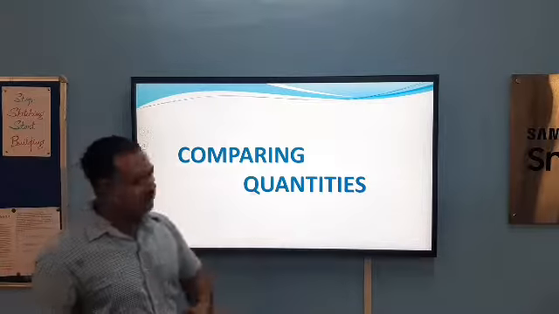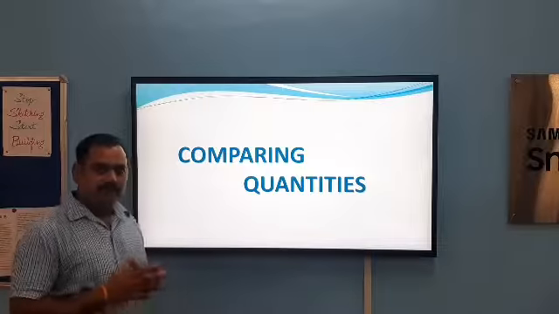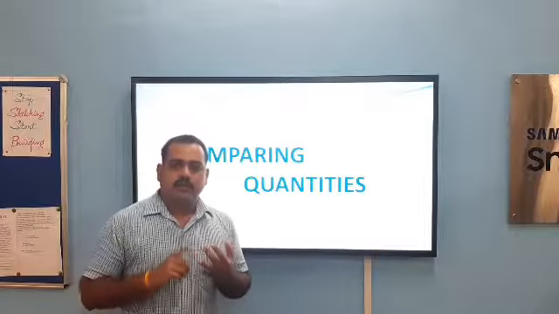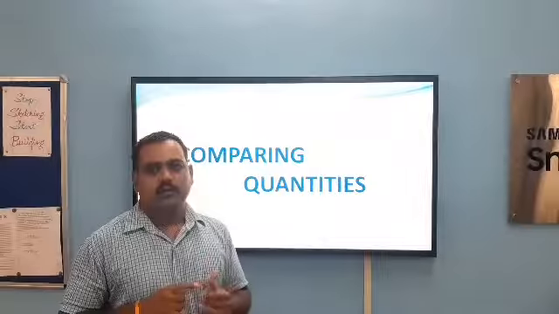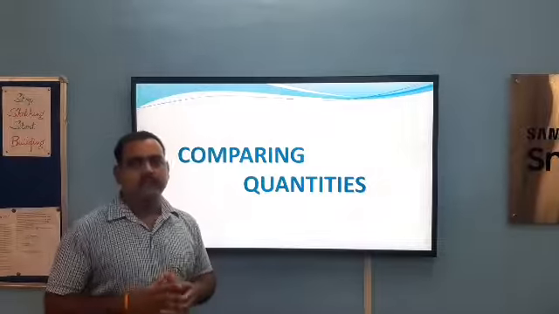Today our topic is comparing quantities for class 7. In this chapter, we learn about ratios, percentage, cost price, selling price, profit, loss and simple interest. These are our key topics which we learn in this class.